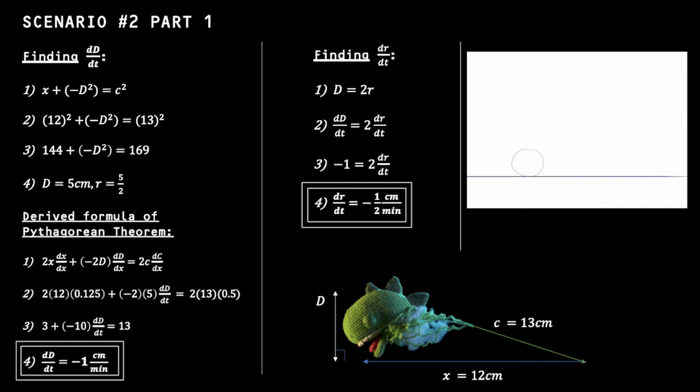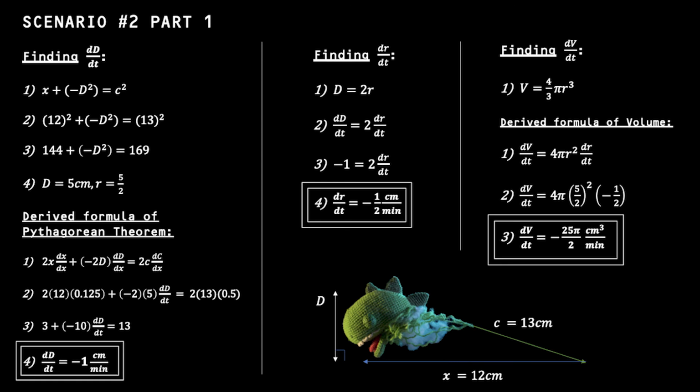We then took the derivative of the diameter formula and solved for dr/dt, which was negative 1/2 centimeters per minute. Finally, we solved for dV/dt by plugging in our variables we found earlier. For our solution, we get the rate of change of the volume of Dino's head as it unravels to be negative 25π/2 centimeters cubed per minute.